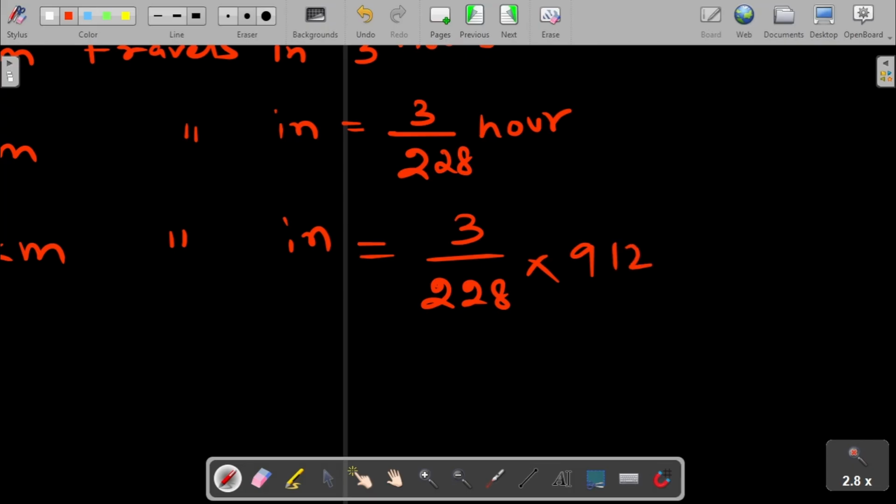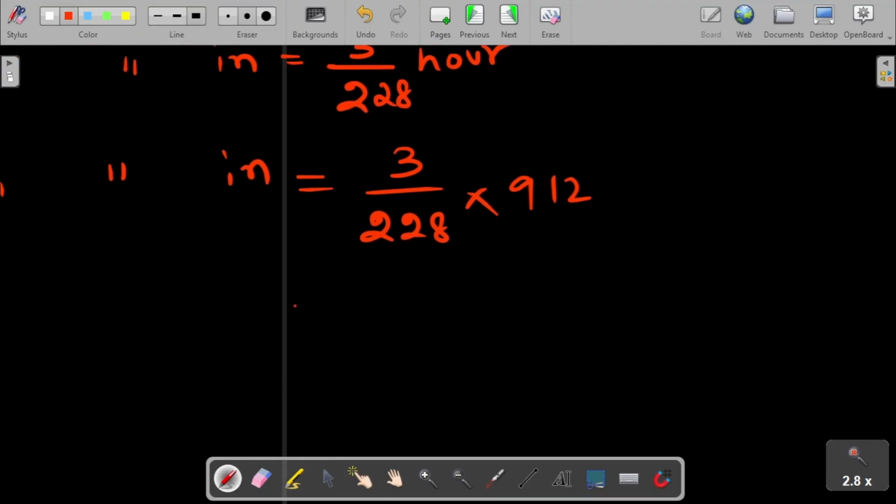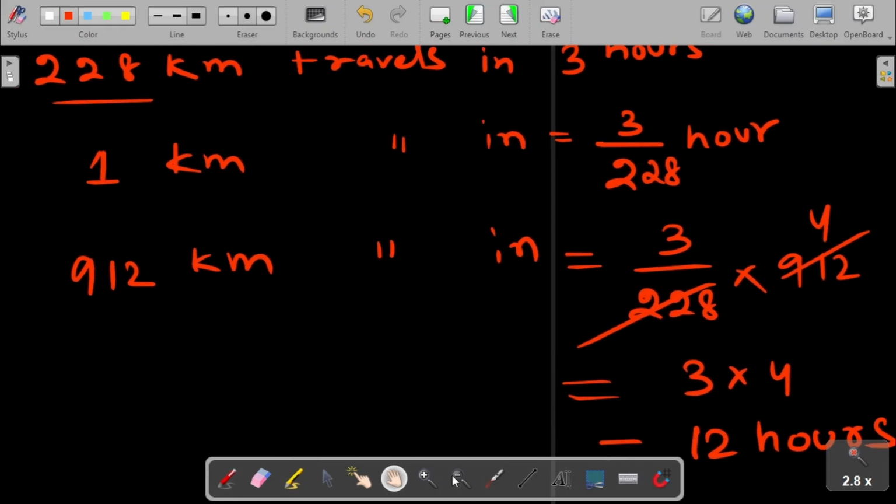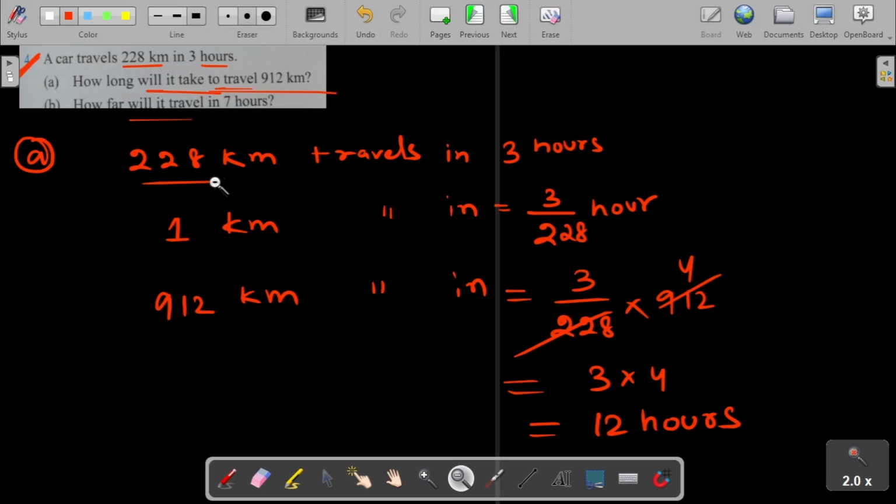Now if I simplify, 912 divided by 228 becomes 4. So the answer is 3 multiplied with 4, so 12 hours. So if 228 kilometers are traveled in 3 hours, 1 kilometer takes 3 divided by 228 hours, so 912 kilometers are traveled in 12 hours.